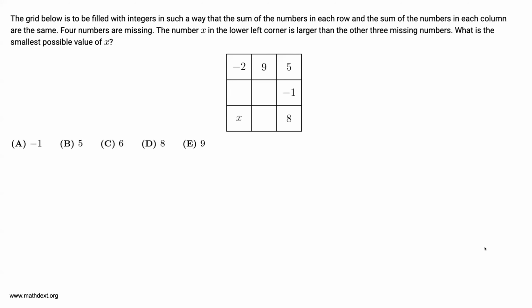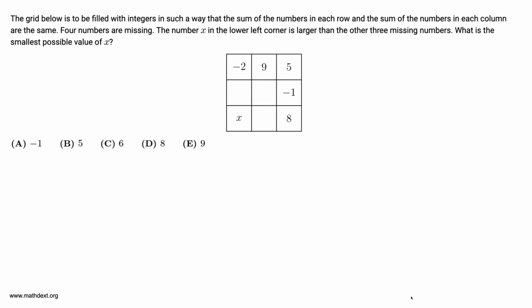The grid below is to be filled with integers in such a way that the sum of the numbers in each row and the sum of the numbers in each column are the same. 4 numbers are missing. The number x in the lower left corner is larger than the other 3 missing numbers. What is the smallest possible value of x?